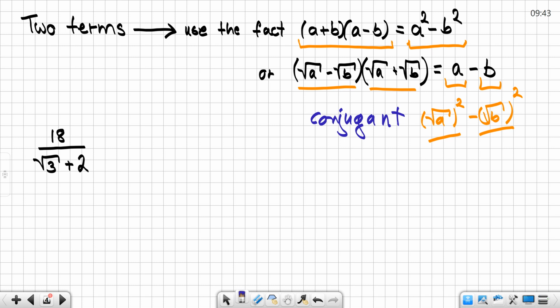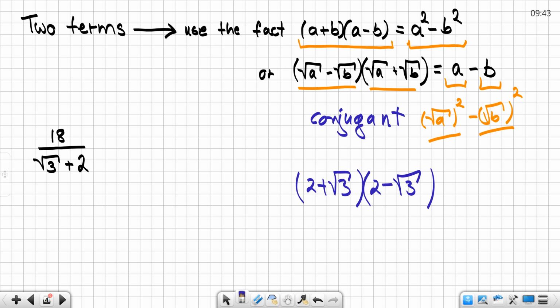So maybe we'll practice this. What is the conjugate of 2 minus the square root of 3? Well, the conjugate of 2 minus the square root of 3 would be 2 plus the square root of 3. Vice versa, the conjugate of 2 plus the square root of 3 is 2 minus the square root of 3.